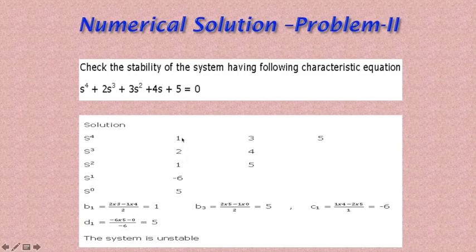So the number of sign changes in the first column is 2. That means positive to negative and negative to positive. That means the number of roots on the right-hand side of the s-plane is 2. So the system is unstable.